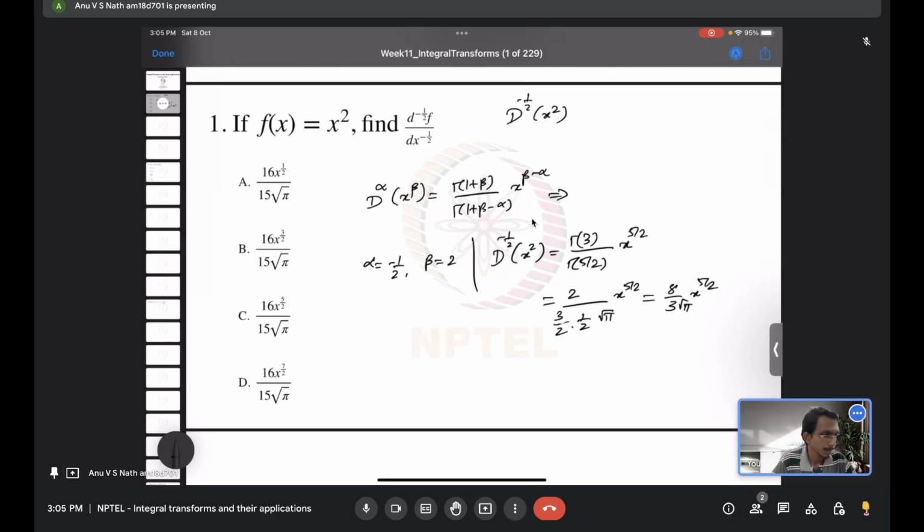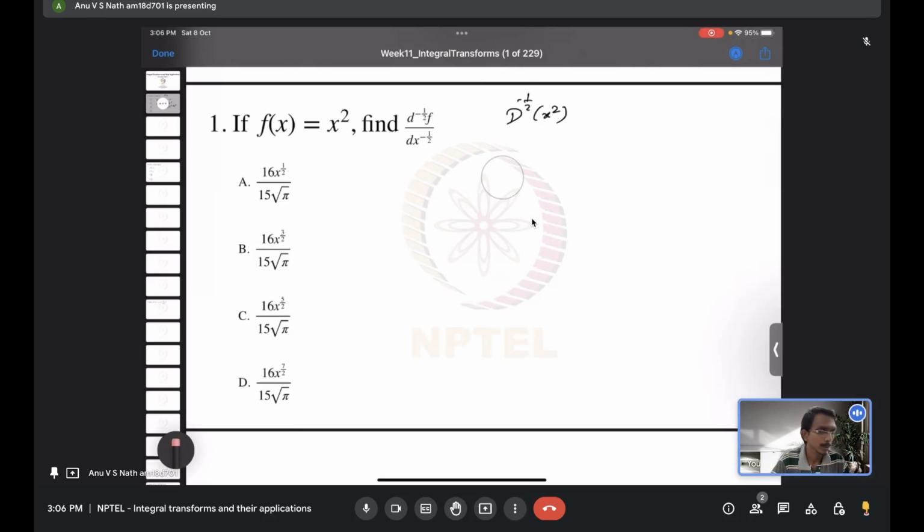This is an issue because this formula is applicable when alpha is greater than 0. Here we have alpha less than 0, alpha is minus half, so it is not applicable and we shouldn't have used this formula. So which formula can we use here?